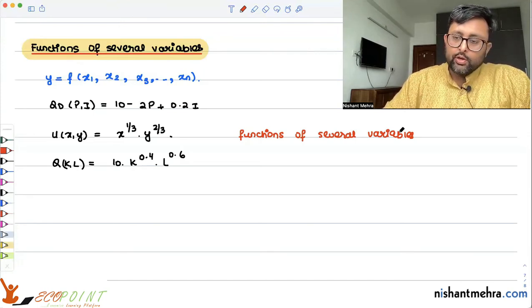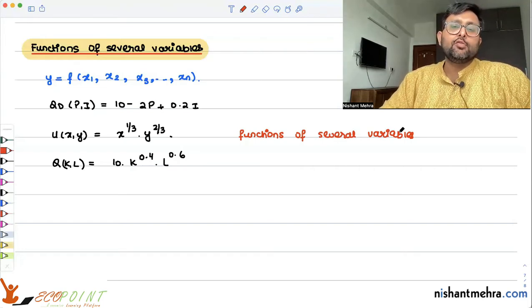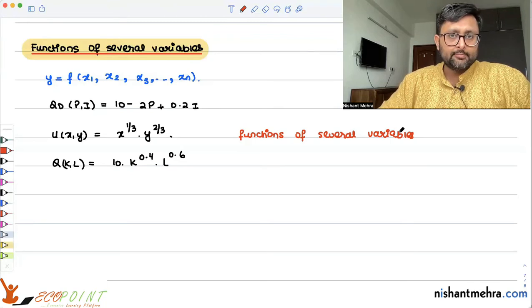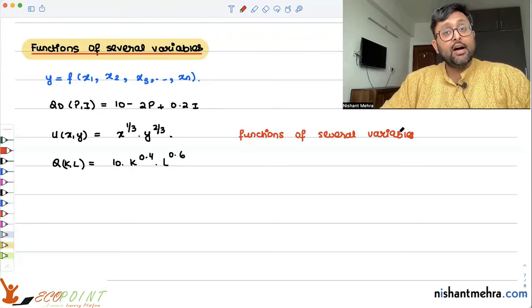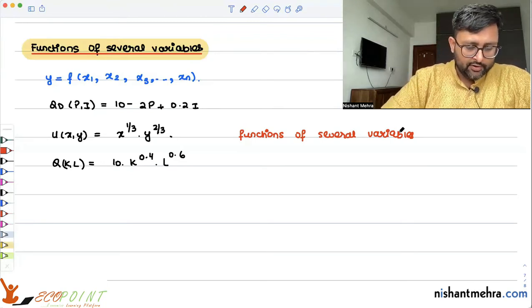So we are looking at the partial differentiation of the function instead of the differentiation. In differentiation, you have just dy by dx. Here you have del y by del x. That is what we are interested in.